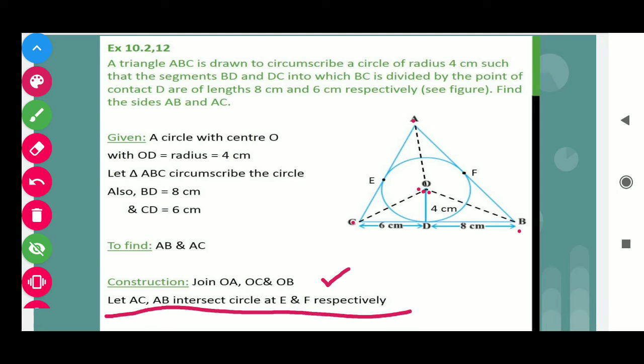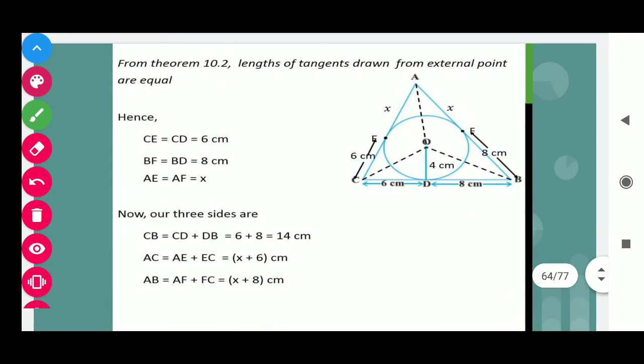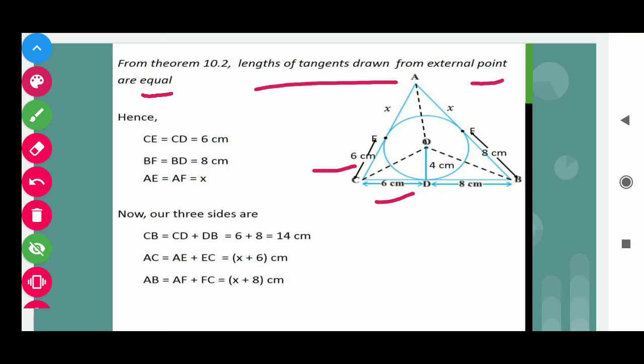स्टूडेंट्स अब हम लेट करते हैं AC line and AB line both intersect the circle at points E and F. Now students, here we have the result. The lengths of tangents drawn from an external point are equal. So students, in this way these two are equal in length, 6 cm. You can see here BD is 8 cm, so BE must be 8 cm. Okay students, now let AE equal X, so AF must be equal to X.